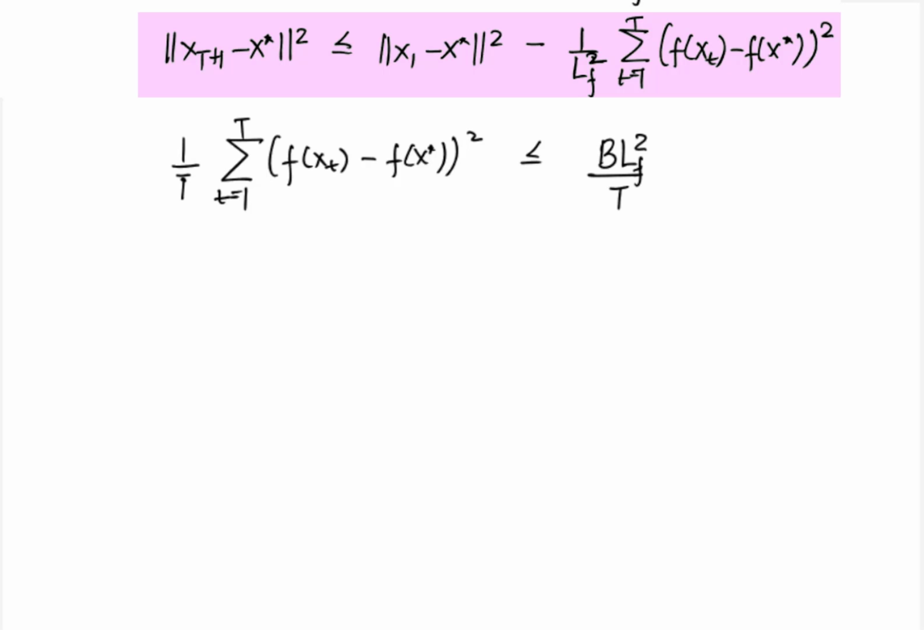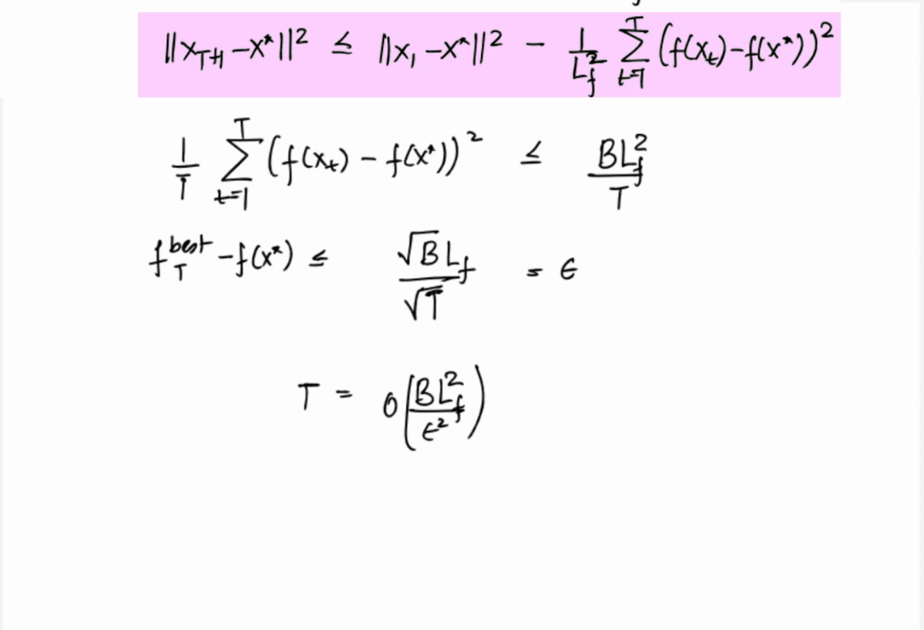So all we need to do is bound the left hand side with the minimum value and then take square root so as to obtain f_best(T) - f(x*) is less than or equal to square root of b into L_f divided by square root of T. Now equating this to epsilon, we can see that the oracle complexity bound becomes b L_f^2 by epsilon^2, which is exactly the same as the oracle complexity for the case when we were using epsilon dependent step sizes.